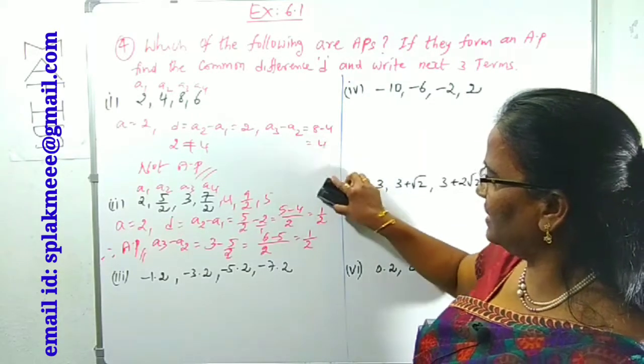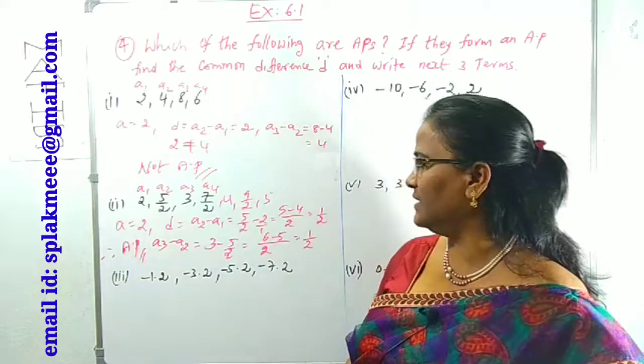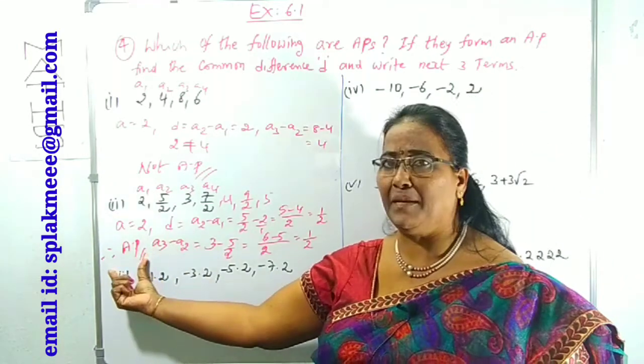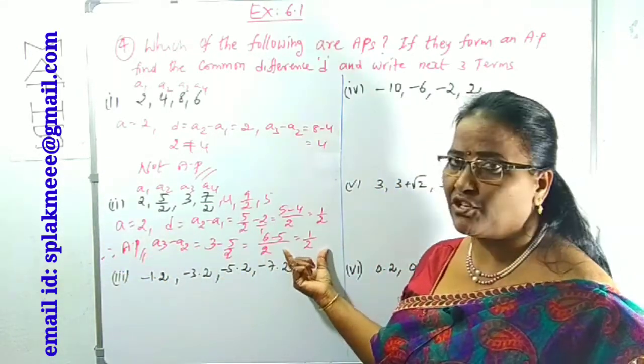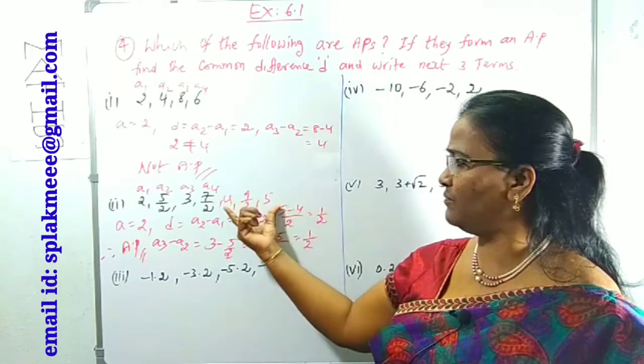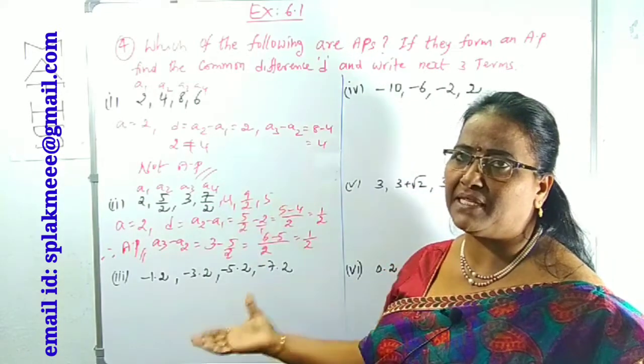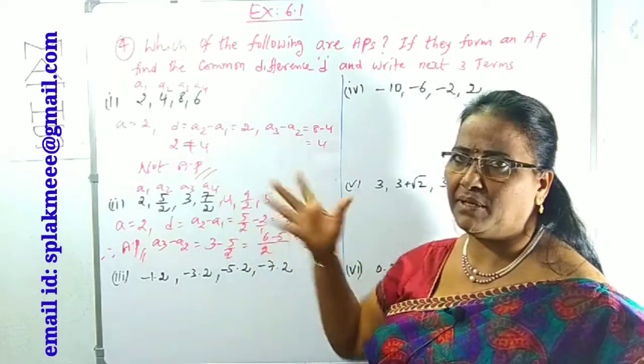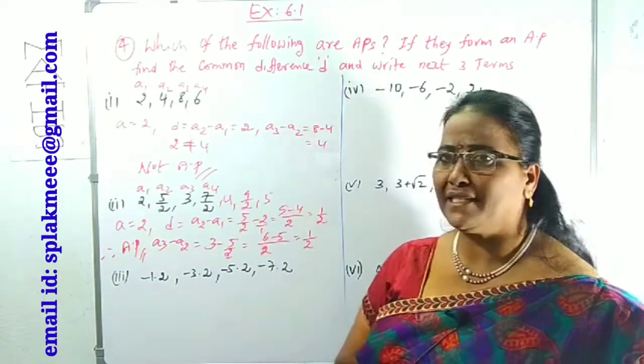Clear? Be careful in the calculation part. So we got that this is clearly an AP series, and in this case the D value is 1 by 2. At the same time we got the next 3 terms. If it is an AP, then only we can find them out. If it is not an AP, no need to worry. Now we can come to the next one.